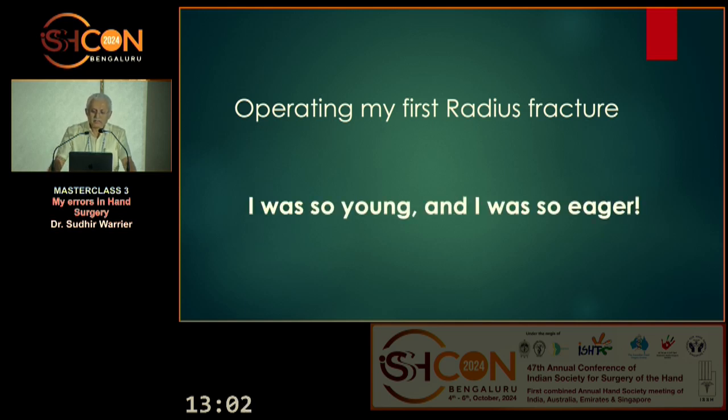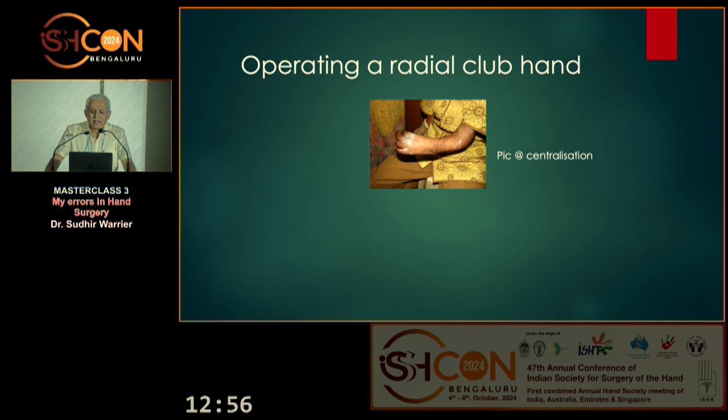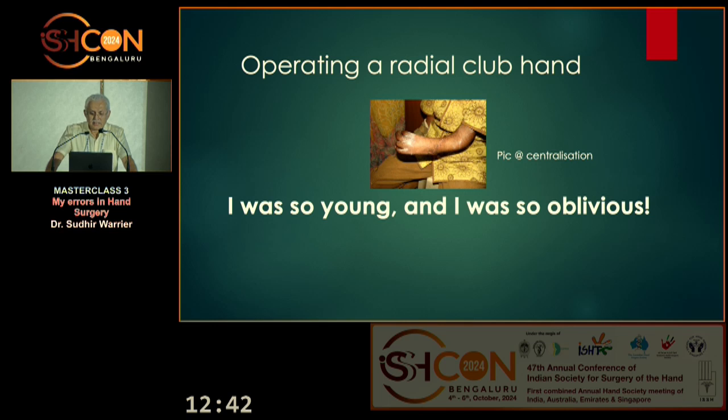I was young and I was eager. I refused to think. I did not pay attention to anatomy. I was doing my first radial club hand as a consultant. It was a very small child with a very bad deformity, and I cut the median nerve, and suddenly all the fascicles were staring me in the face, and I realized I'd made the mistake. I was so young, I was oblivious of the different anatomy that I was going to face.